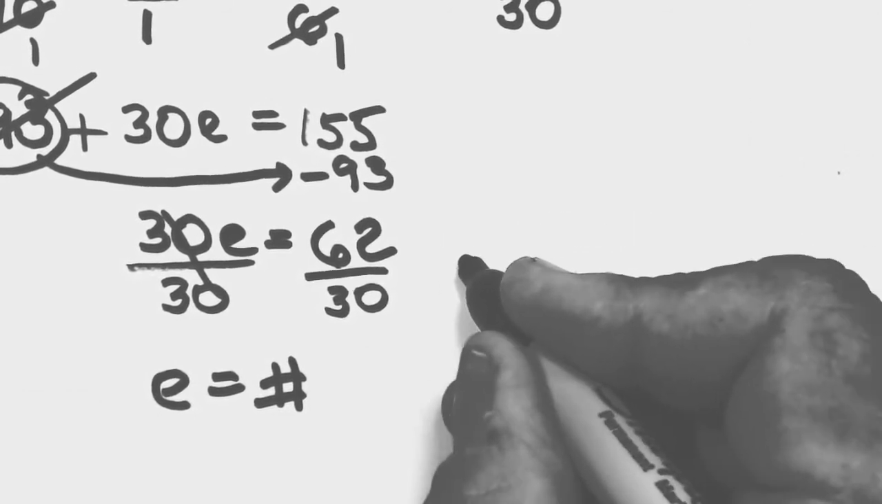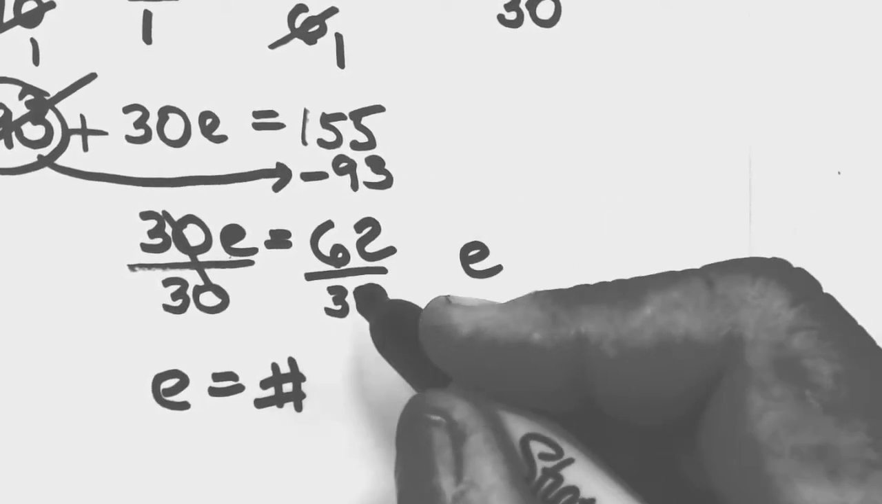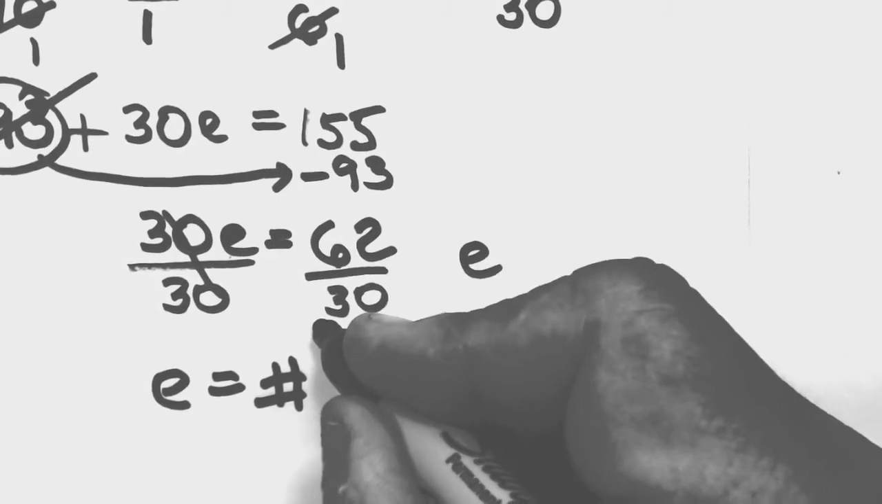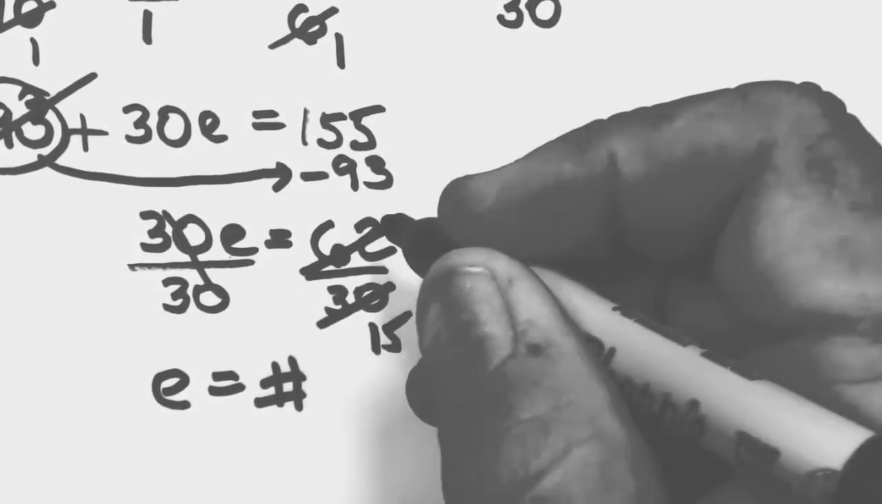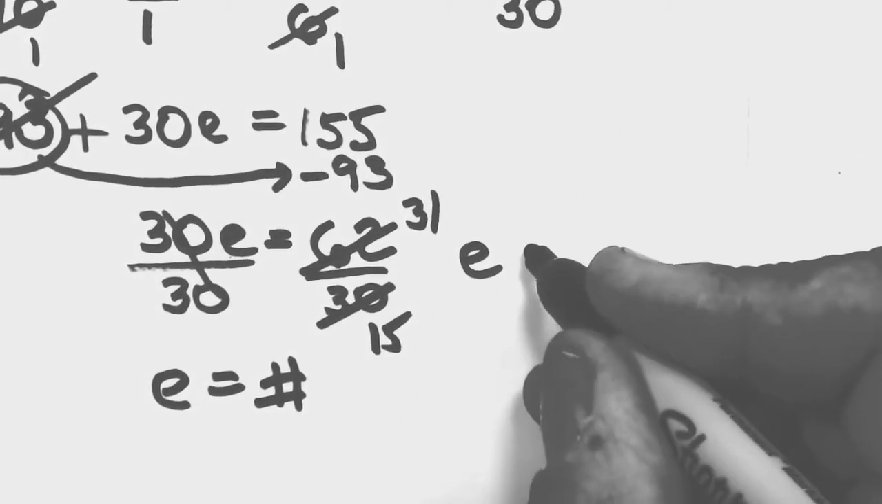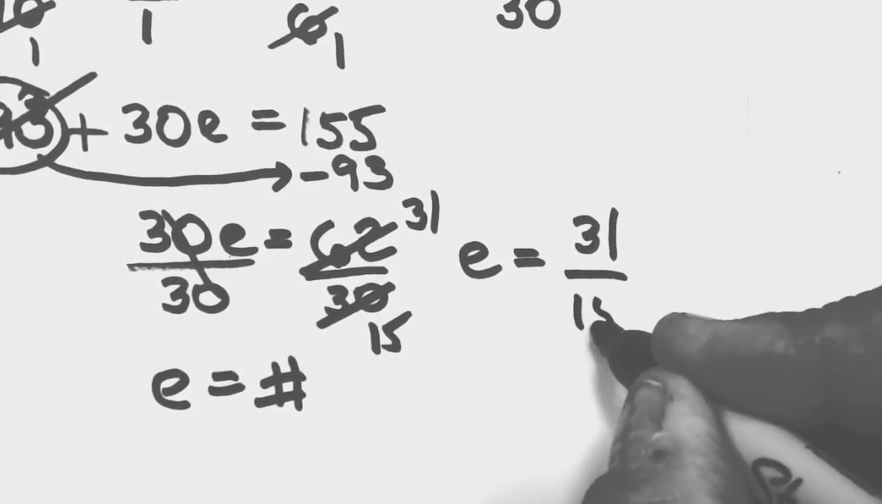Okay, the e on the left, remember 30 divided by 30 gave me the e. Now we can do some reducing here. 2 goes into both of these. 2 goes into 30 15 times. 2 goes into 62 31 times. So I've got e equals 31 fifteenths.